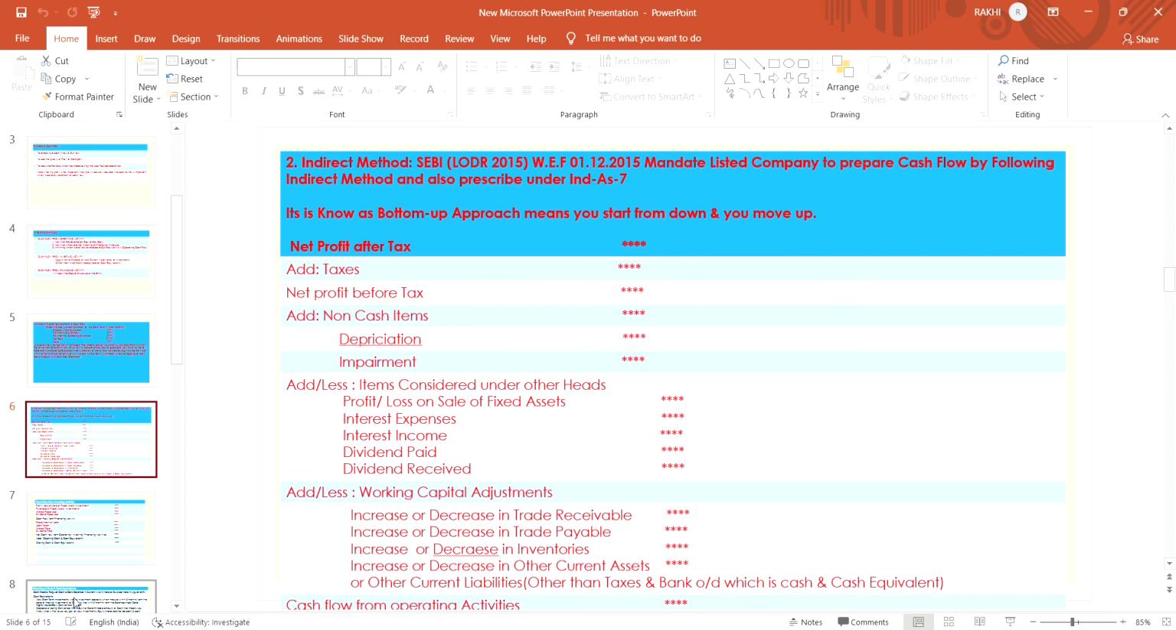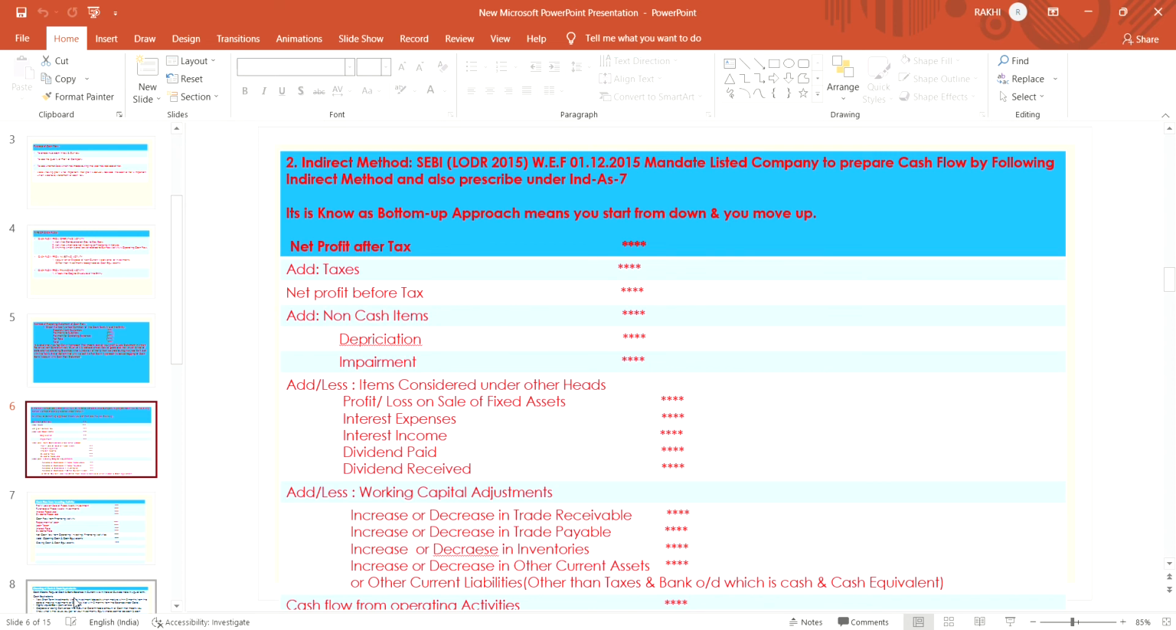Then we will add non-cash items. Why are we removing the non-cash item? Because depreciation is a non-cash item, a kind of expense which we are showing in the P&L. That expense is reducing the actual cash flow. If we directly take the P&L, then that is not reflecting the actual cash flow. That's why we add back, because we are reducing that depreciation expense which reduces the profit of the company. That's why we add back, because that is a non-cash item.